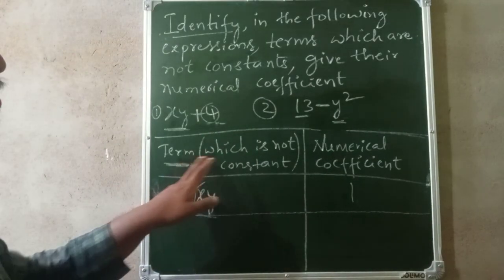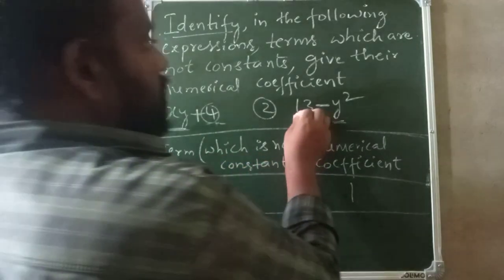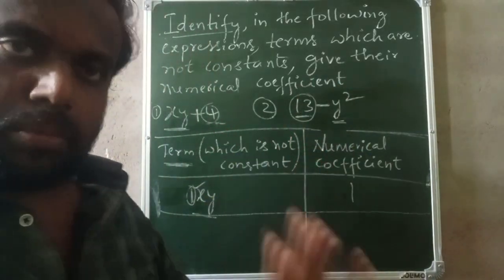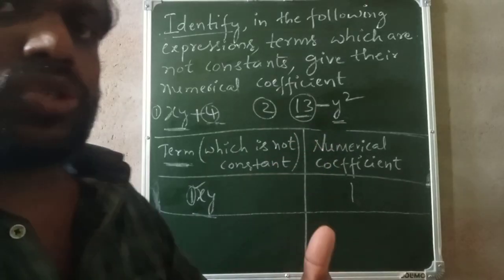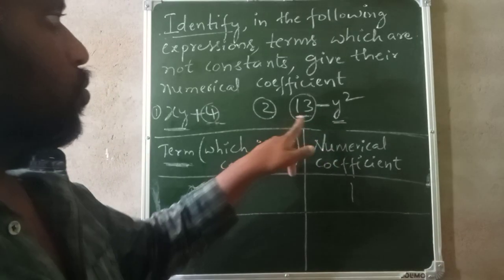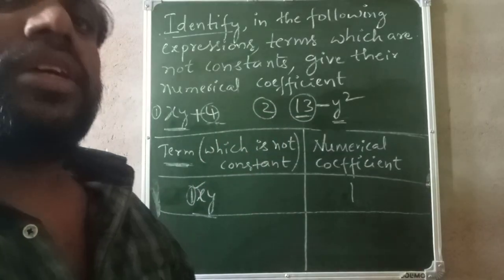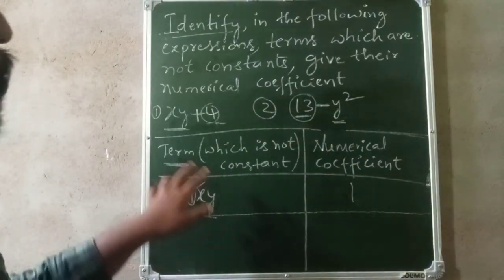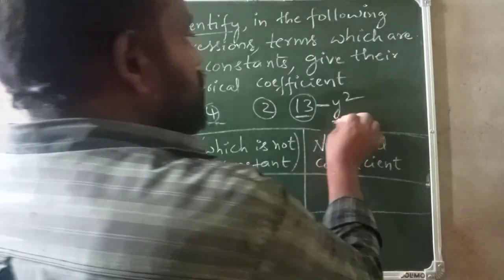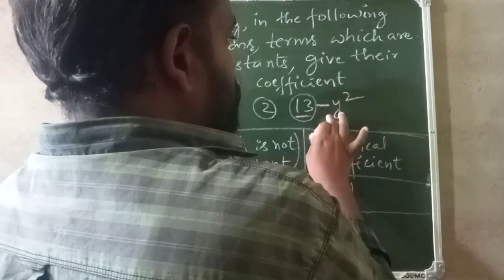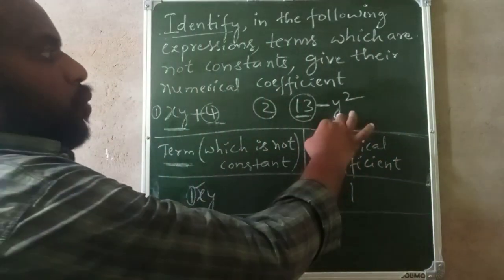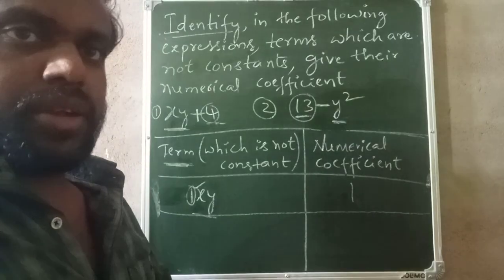So we want a term which is not constant. Consider this first. That is just a number. 13 is a number. With that number there are no other variables like x, z. So only a number. When there is only a number, that is a constant. But we want a term which is not constant. We will see this. You have to see the minus also. Minus y square. So y is the variable, correct? y is the variable.